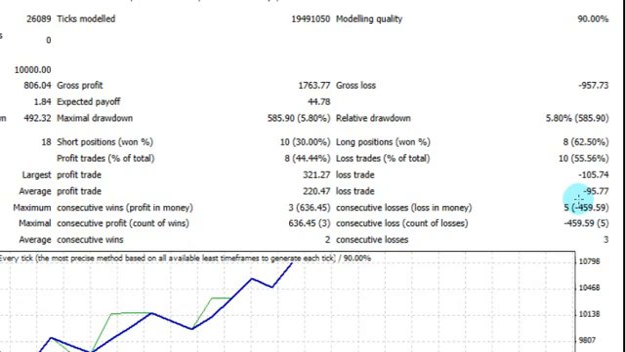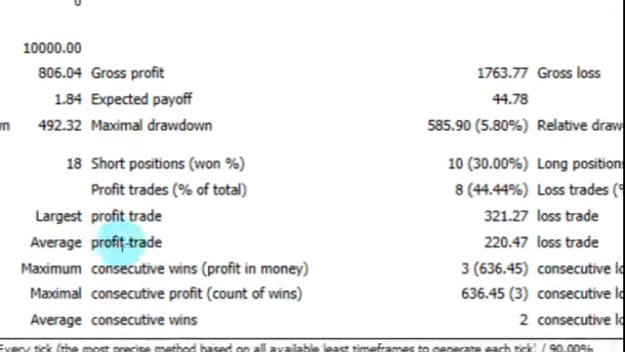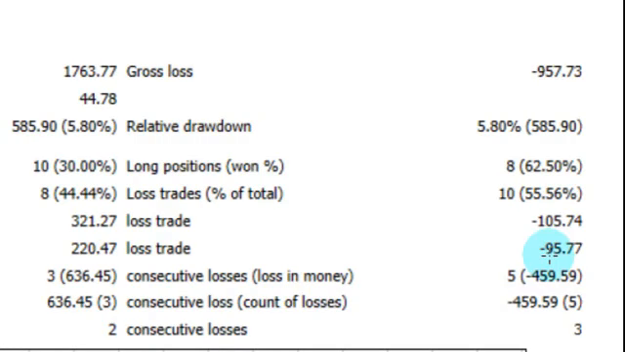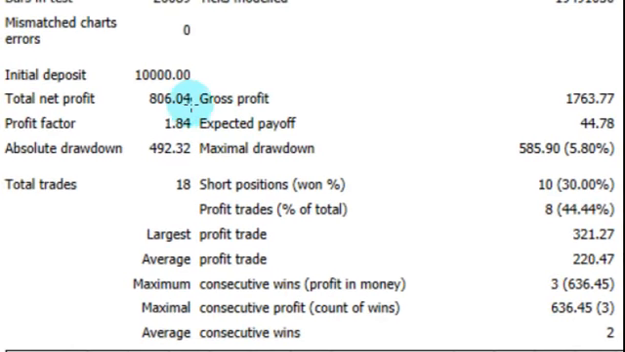The secret is here. Pay attention to the average profitable trade. It's around $200. The average losing trade is around $100. It means I took twice what I risked per every single trade. I risked 100, which is 1% of my account, and I took 2% at least. And this is the average. The average profit was around $200, the average loss was around 100. I kept 1 to 2, and with only 40% success, I made 8% profit on my account, on my deposit.